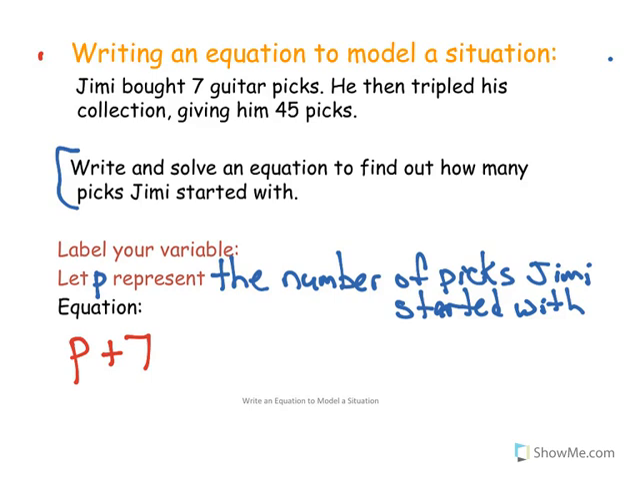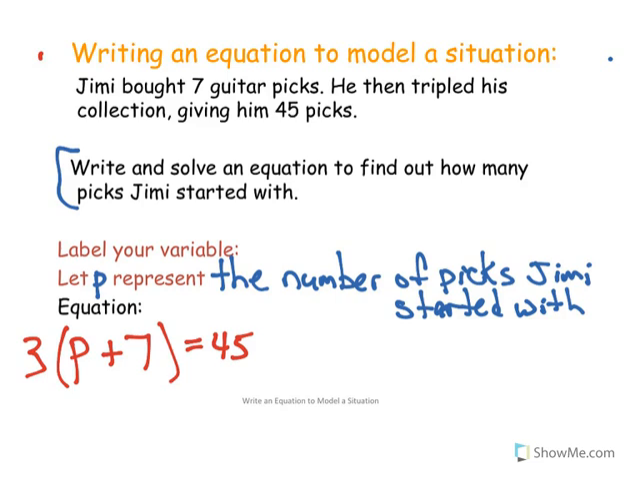He then tripled his collection. How am I going to triple the quantity P plus 7? And then someone raises their hand and says, we need to use parentheses. And I say, thank you for sharing that with us. And that's, of course, correct. So how do I triple my new collection? My original collection is P. I got 7 more. Now my new collection is P plus 7. Now I triple that collection. So I have 3 groups of P plus 7, which gives me 45.